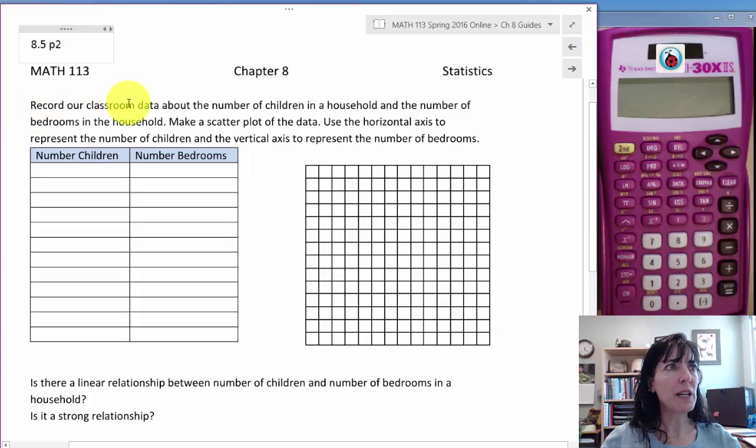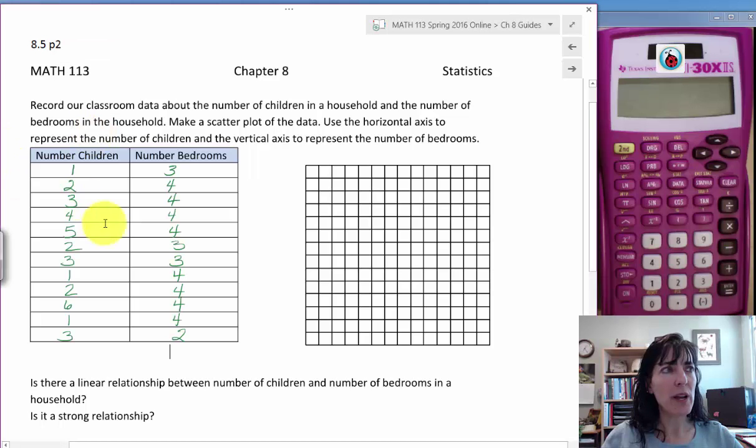We can't really record our classroom data about the number of children in a household. I had some face-to-face students last semester and I got data from them, and we can use that data to help us. So I've written down our data from a previous semester's worth of students. In the left-hand column you can see the number of children in the family, and in the right-hand column the number of bedrooms in their house.